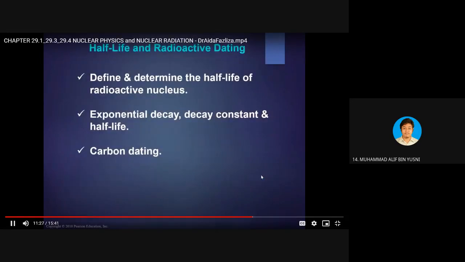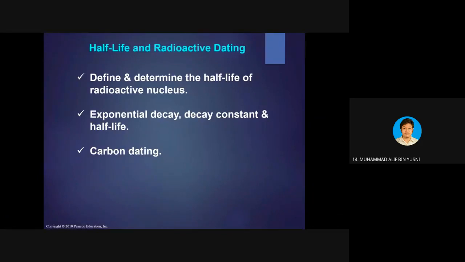For half-life and radioactive dating, there are three subtopics that you have to master: define and determine the half-life of a radioactive nucleus, exponential decay, and decay constant and half-life.